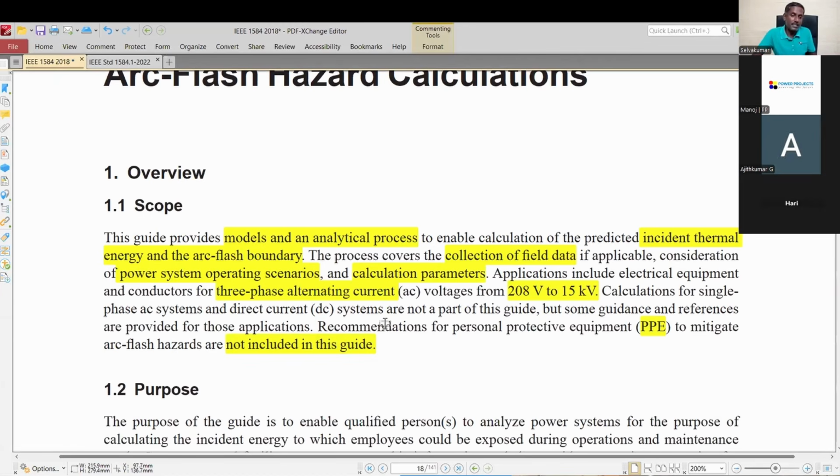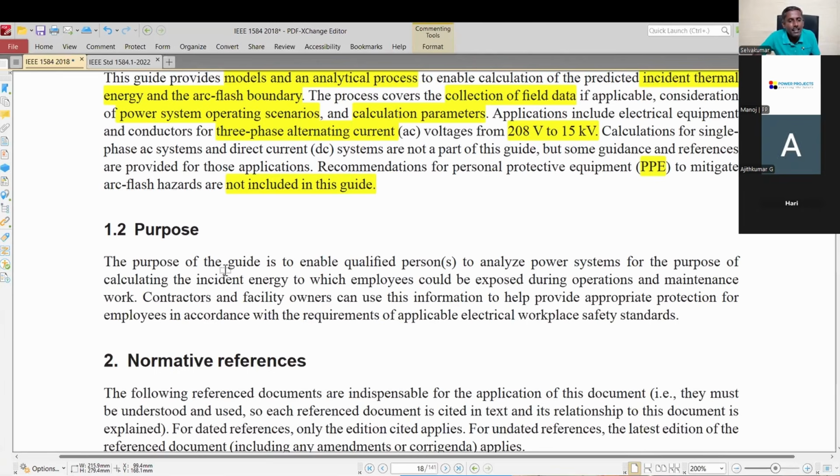So what's the purpose? This guide is to enable qualified persons. It is not defining who is a qualified person. Many people think there is a certificate needed to perform an arc flash study. There is no such certificate recommended by IEEE, but it says enable qualified persons. The qualified person should be a power system engineer. He should have done short circuit studies, relay coordination, and then probably arc flash. That's probably a kind of qualification which we can talk about.